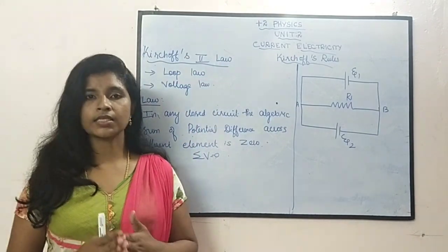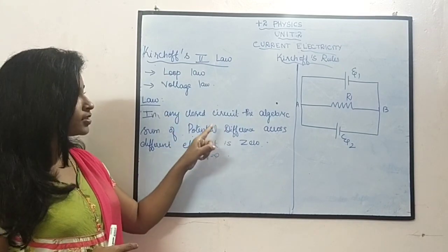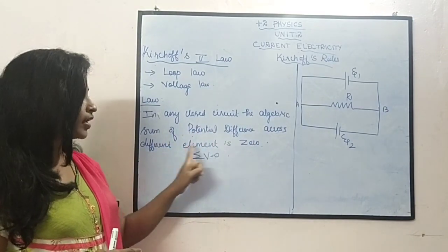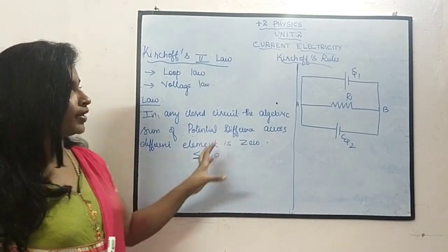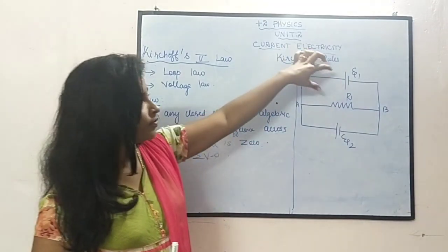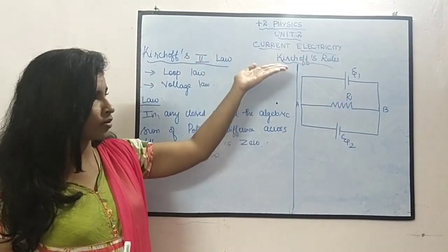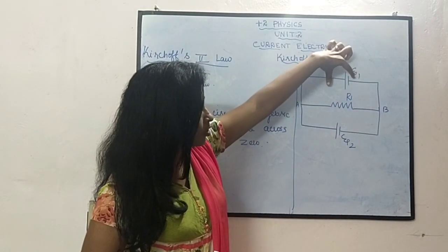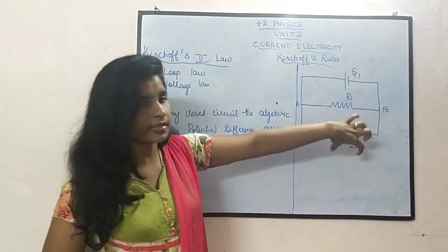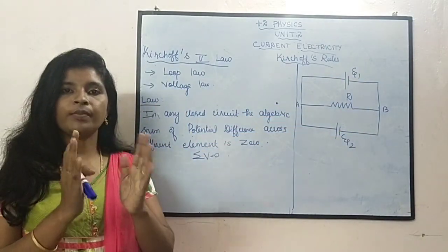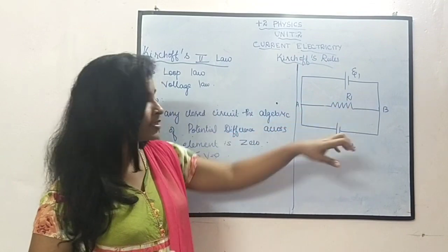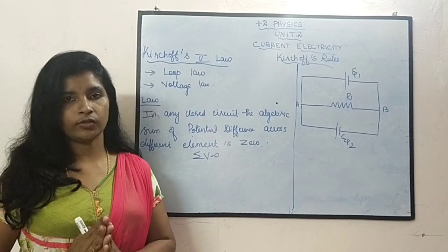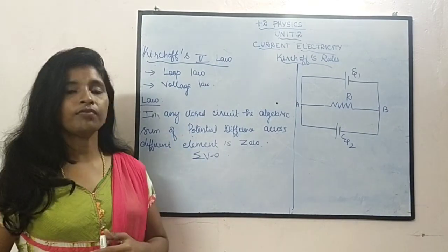Okay. What does this law say? This law says in any closed circuit, the algebraic sum of potential difference across different elements is 0. Okay, if you take this circuit, there are three elements, two cells and one resistor. If you take the potential difference across this cell, this resistor and this cell, when you add up all these values, you will be getting 0. புரியுதா? இந்த மூணு எலிமெண்ட்ஸ்க்கும் across a potential difference measure பண்ணி அதை add up பண்ணீங்கன்னா you will be getting a value 0. That is called the Kirchoff second law.